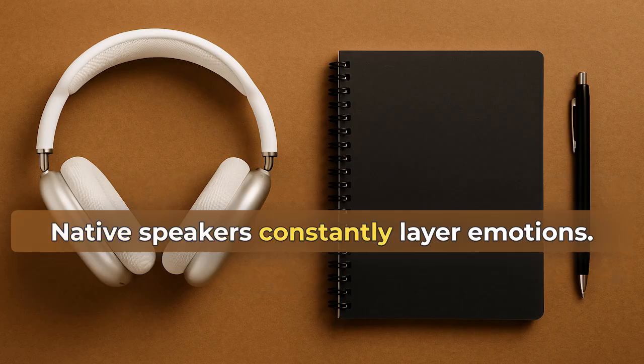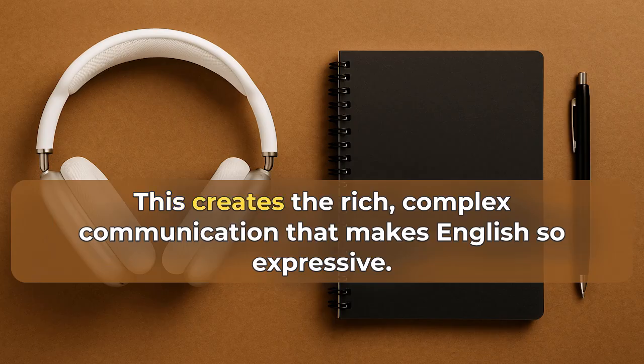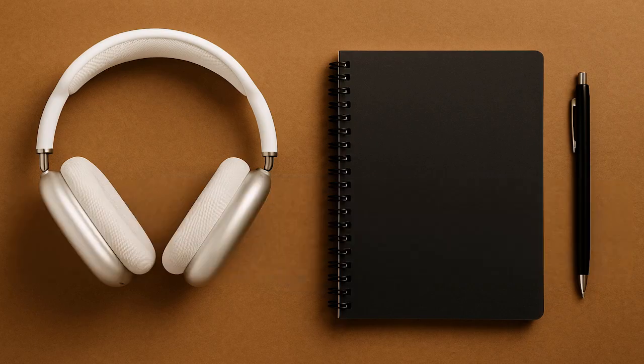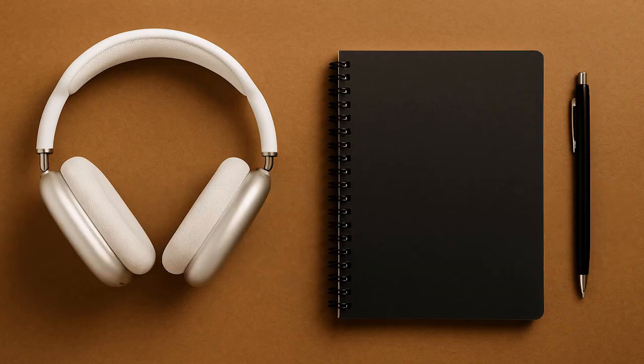Native speakers constantly layer emotions this way. They say one thing while their tone suggests something else entirely. This creates the rich, complex communication that makes English so expressive. Let's practice more examples of layered intonation.